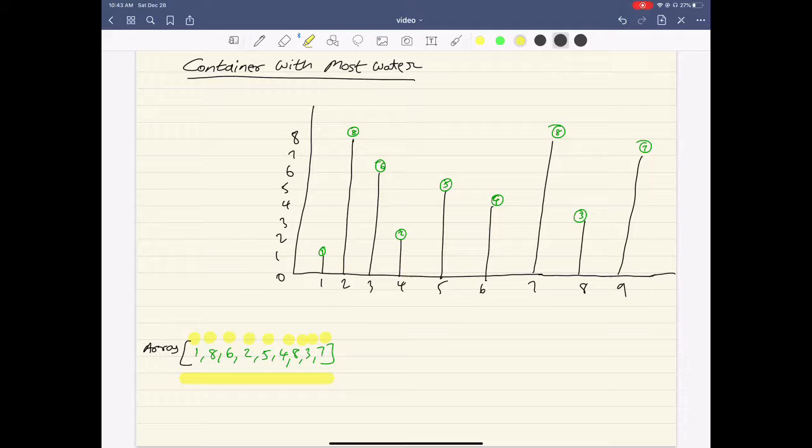So the first element is 1, so that is represented by the bar of height 1. Second is 8, so the height of the second bar is 8. Third one is 6, fourth is 2, so on and so forth.